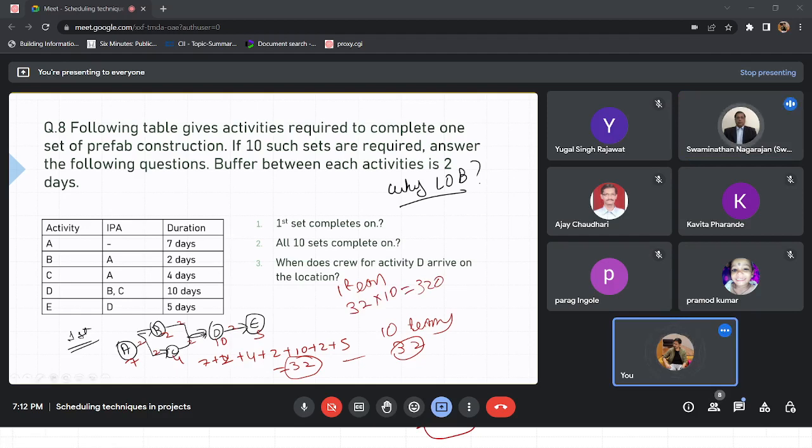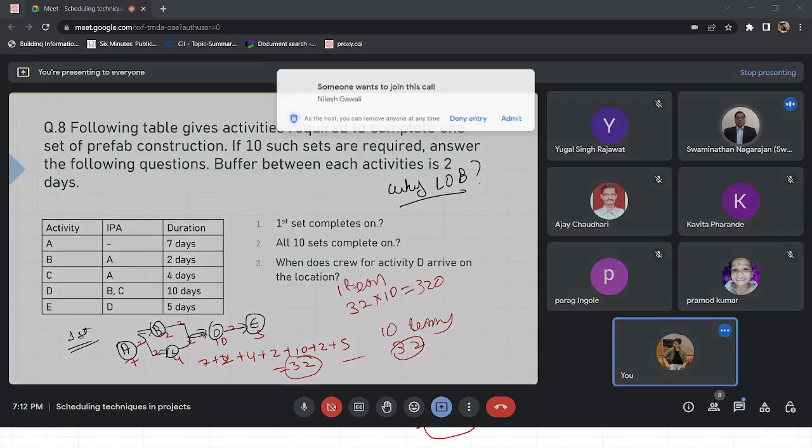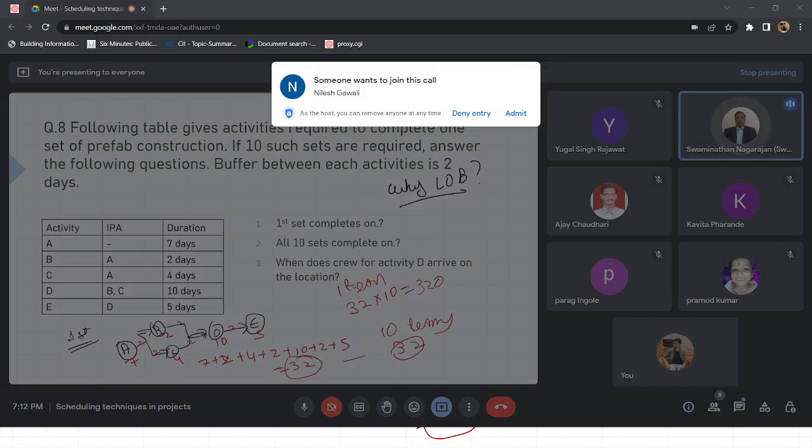So, if this was so simple, why line of balance? If it is one team, you can't say 32 into 10, because once a person completes A, that resource will be free, right? You are assuming that the person who has done A, B, C will be waiting for the other people to complete D and E. That need not be the case, right?